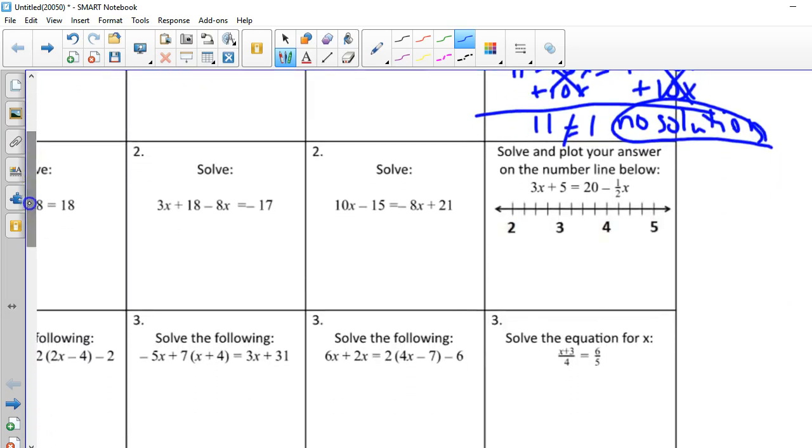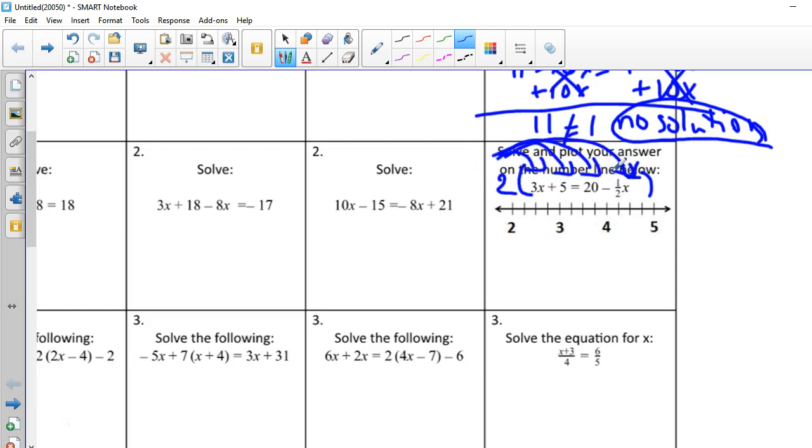Number 2. Solve and plot your answer on the number line below. I see a fraction right there. See that denominator of 2? Let's eliminate the fraction and simplify the whole equation. If I multiply by the denominator of 2 and make it the whole number, I'm multiplying by the reciprocal, which means that 2 times negative 1/2 will end up being negative 1x. That's why I chose it. I don't want that there. I've got to multiply that 2 times everything in my equation though.